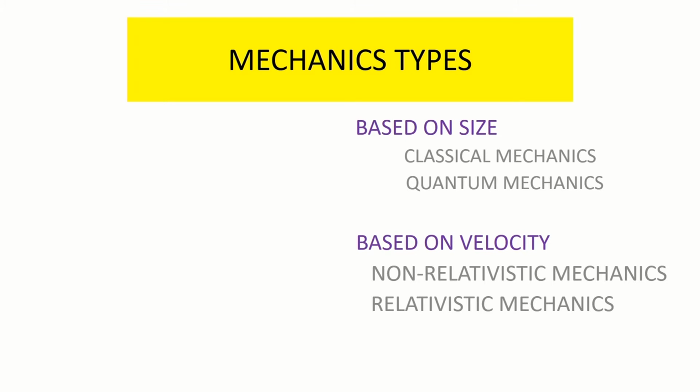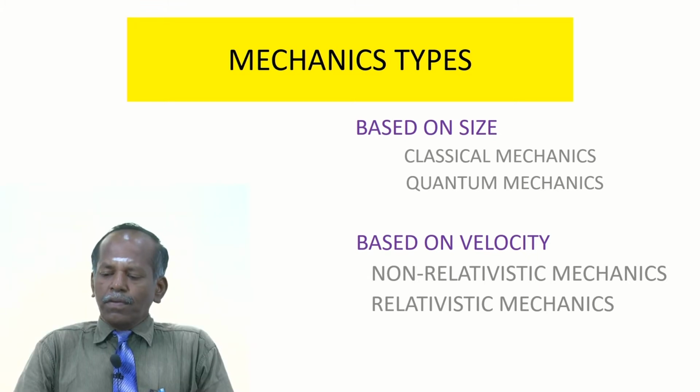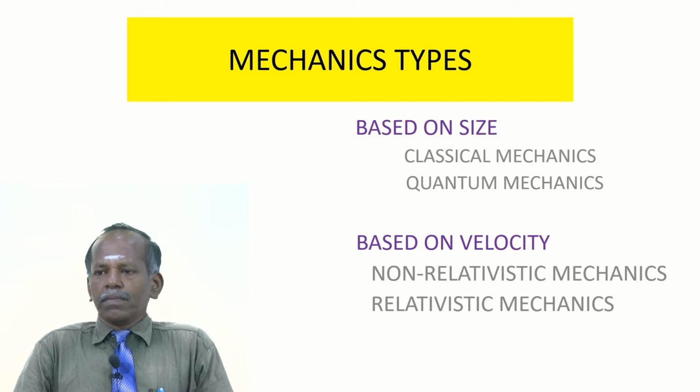Mechanics is of so many types. It may be classified on various bases. And for classification, we are interested in size and velocity. Based on size, we have some classifications, and based on velocity, we have some classifications. First, based on size, we can categorize mechanics as classical mechanics and quantum mechanics.